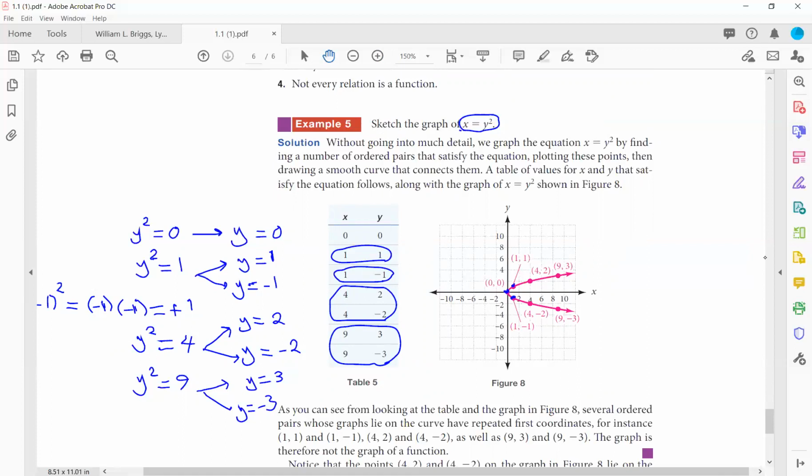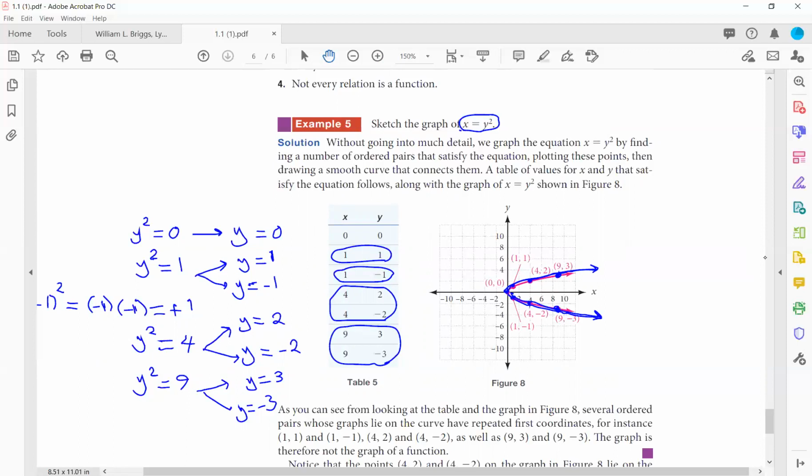X is 4, y is 2. This point here. X is 4, y is minus 2. X is 9, y is 3. This point also, when x is 9, your y is negative 3. So if you connect these points, your graph is going to be like this.